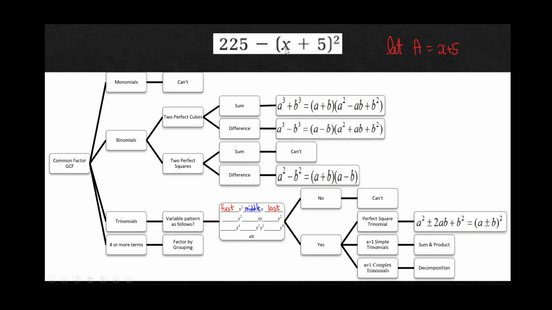If you find this is too complicated, you're going to let another letter, let's say A, be this inner part of the bracket, so x plus 5. When you do that, it allows you to recognize more easily what type this is. There's no common factor, so you skip that. It now looks like a binomial, and it happens to be two perfect squares and a difference. Why two perfect squares? Well, because A is definitely with a square, and this is 15 squared.